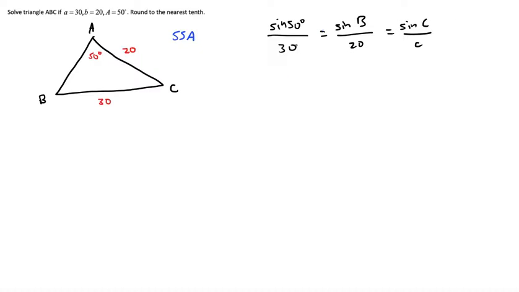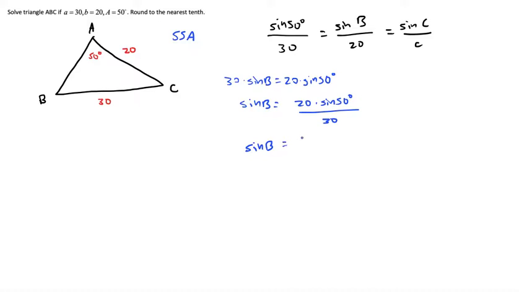So if we cross multiply this, we get 30 times the sine of B is equal to 20 times the sine of 50. And sine of B, whatever that is, is going to equal 20 times the sine of 50 degrees, all divided by 30. Notice we have to use the inverse sine function in order to solve for angle B in this case. So once again, don't round any intermediate steps. So hit 20 times the sine of 50, divide that by 30. So actually, I'll write this one out.